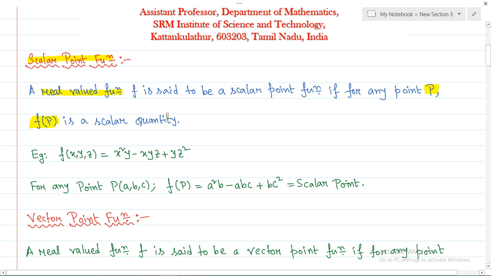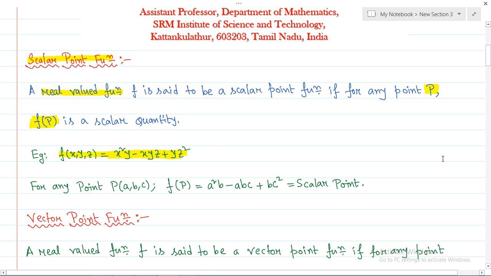domain on which the function has been defined, if we substitute the point inside f, this quantity will become a scalar quantity. So usually we write down a function as f of something. In that place, if we substitute p, we should get some scalar value. Those types of functions are known as scalar point functions. For example, here I have given one example of a scalar point function: x square y minus xyz plus yz square. It is a function of three variables x, y, z which is defined over the real numbers.